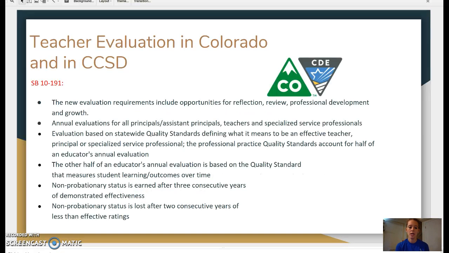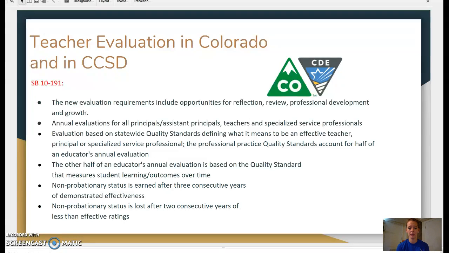So in Colorado, we passed Senate Bill 10-191. I work in Cherry Creek School District. That's what CCSD stands for. In 2013, like I said, this bill was passed, and we are a Race to the Top state. So we are a grantee of that. And basically, our new evaluation requirements include opportunities for reflection, for review, and professional development along with growth.